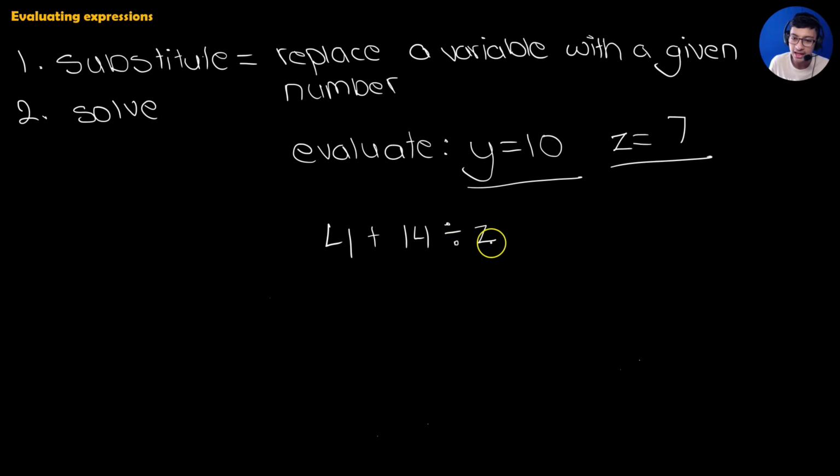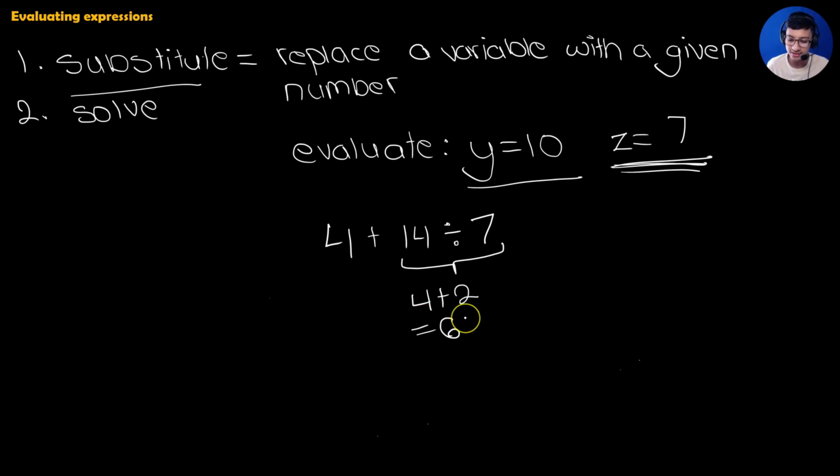4 plus 14 divided by z. First, let's substitute. z equals 7, so we erase z and write 7. Now the equation is 4 plus 14 divided by 7. First we do division. 14 divided by 7 equals 2. And then we simply add 4, which equals 6. And yes, that's it, friends.